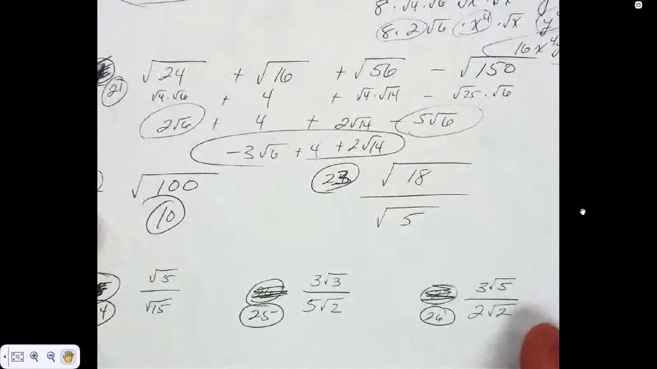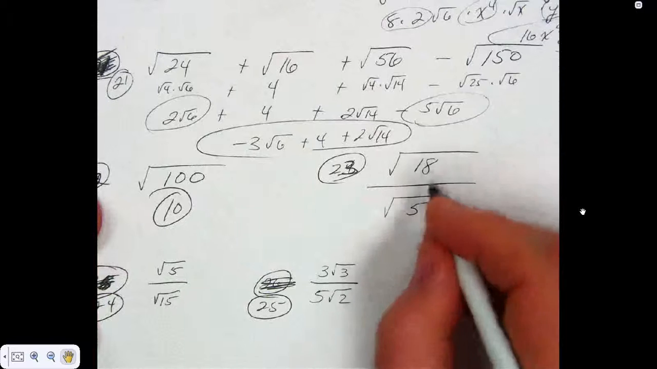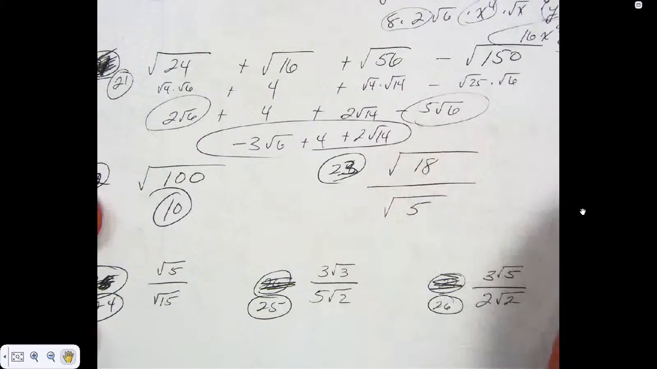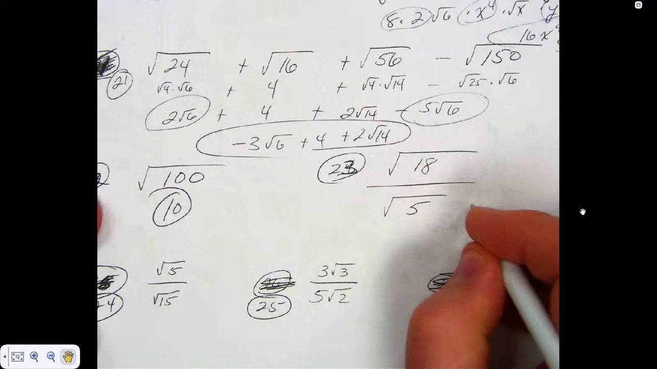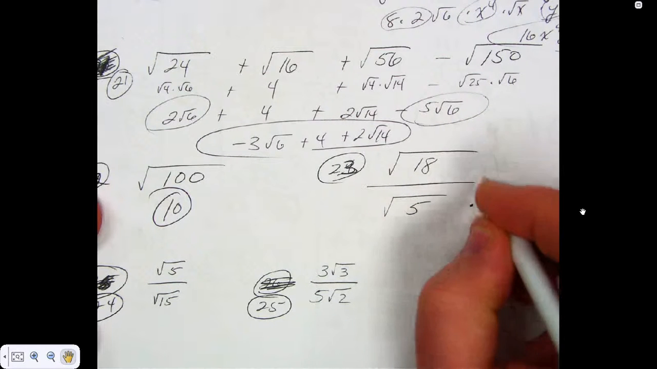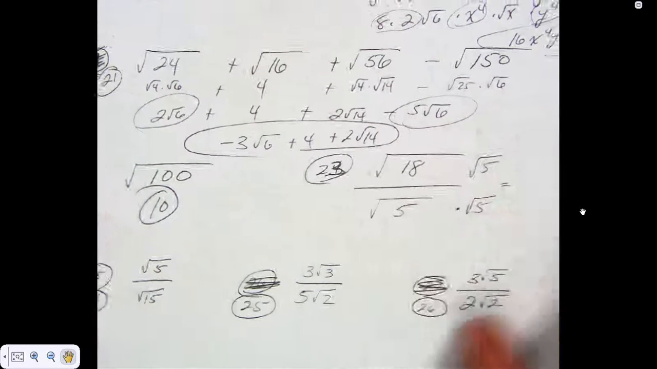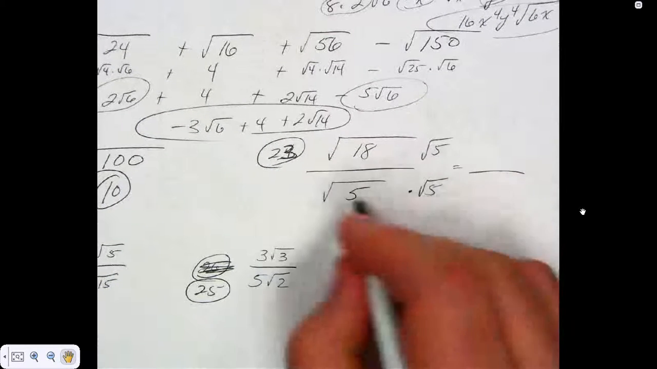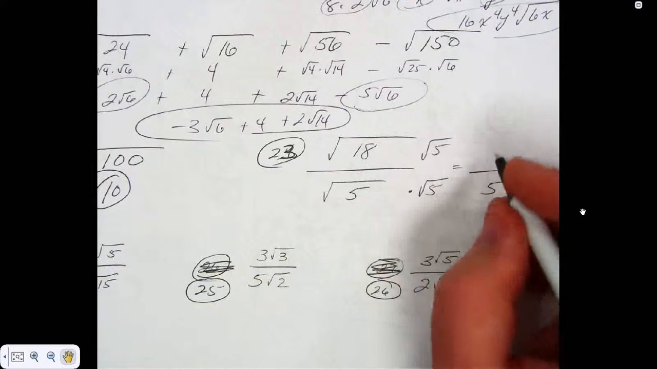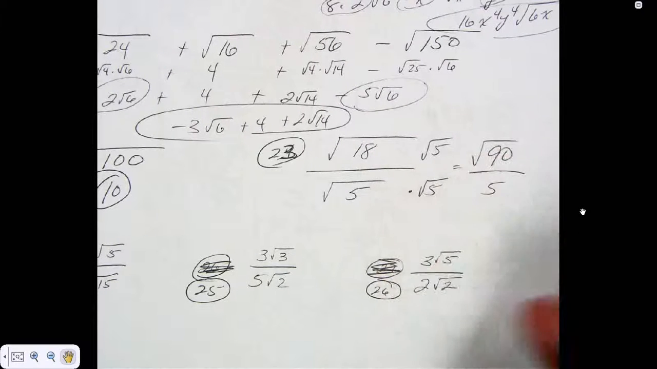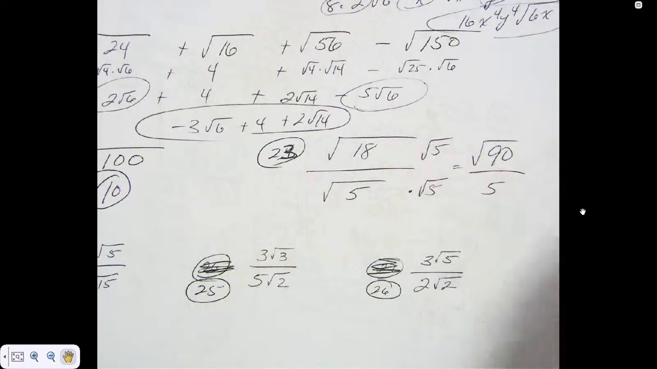Now, looking at number 23, back to these. You can't reduce that fraction, can you? Multiply top and bottom by square root of 5? Okay. What do we get on the bottom? 5. We got rid of the square root in the bottom. On the top, what do we get? Square root of 5 times 18 is 90.